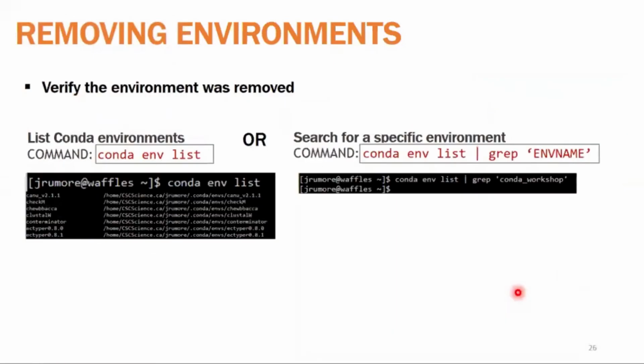What you can do also is, once you've removed the environment, if you want to verify it was removed, you can do that by running conda env list, or you can search for the environment using conda env list followed by the grep search function. And that's if you have quite a few environments to search for. If the environment has successfully been removed, you will no longer see it in your environment list. And also when you search for it, no search results will be returned.